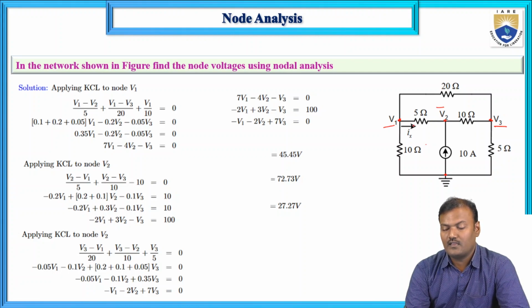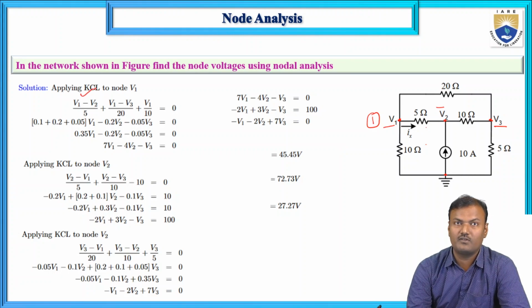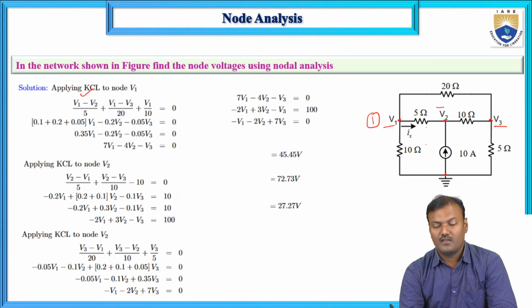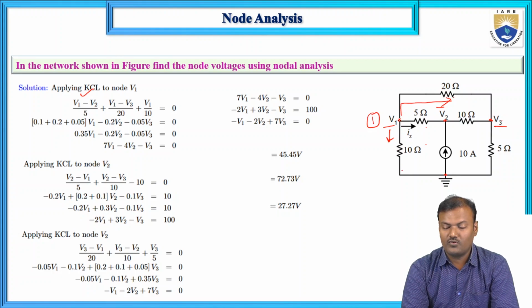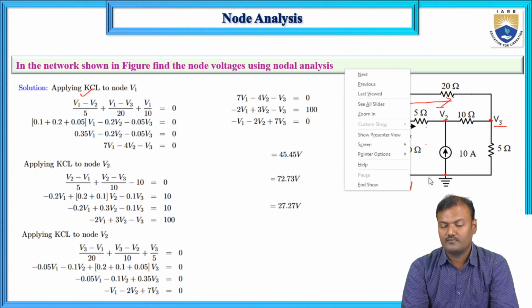So writing the nodal equation for node 1, it is V1 minus V2 divided by 5. The first term is V1 minus V2 divided by 5, and the second term is V1 minus V3, the current flowing in this direction, from 1 to 2 and 1 to 3, V1 minus V3 divided by 20, and V1 divided by 10, which is the current flowing from node 1 to the reference or ground node.